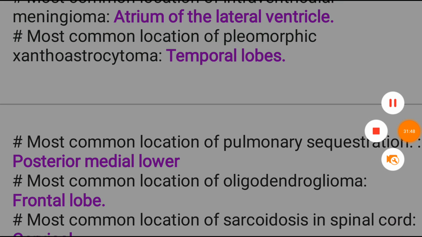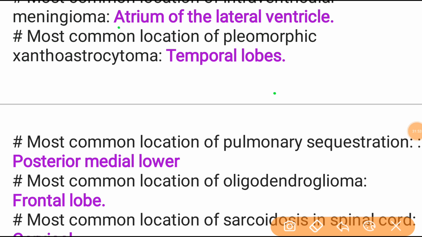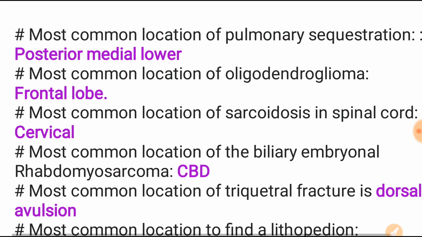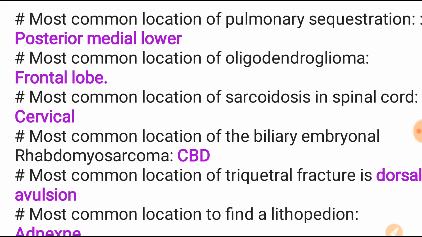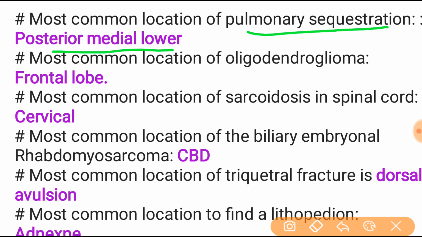All ventricles are also important. That means lateral ventricle, third ventricle and fourth ventricle, and the passage of the CSF. Important topic. Most common location of the pleomorphic xanthoastrocytoma is the temporal lobe. This is also most important. And the most common location of the pulmonary sequestration is the posterior medial lower.